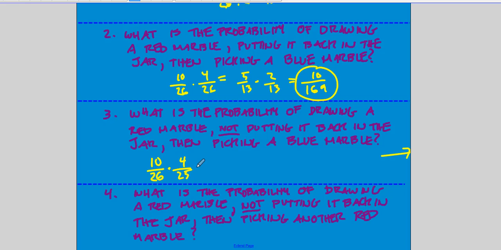Okay, so before I multiply this, I could reduce 10/26 to 5/13, then 4/25. I can't do anything to that. So in the numerator, I'm going to have 20 here. That's the top, 5 times 4. And then 13 times 25.